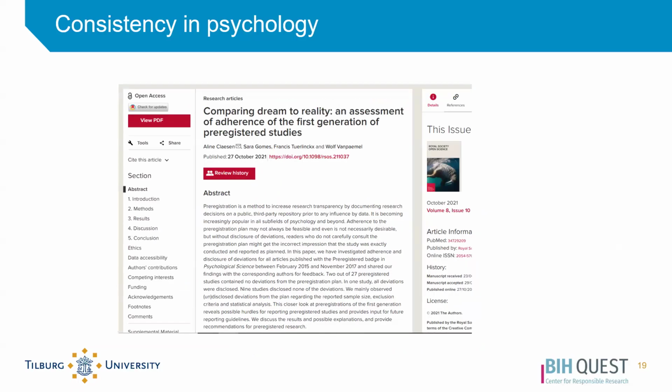Consistency in psychology has also been looked at by Aline Klaassen and colleagues. This is for studies in psychological science that were pre-registered. And they found that only 2 out of 27 contained no deviations. The most worrying thing is that there were a lot of deviations, but they also went undisclosed. They found deviations, but they didn't find that authors actually mentioned these deviations. So that is very important. If there's a deviation, you can deviate, but you should always be transparent about this.